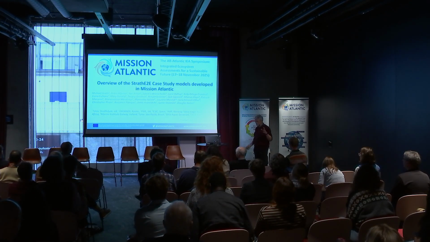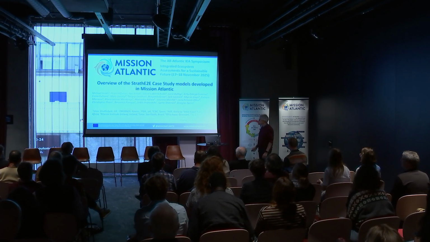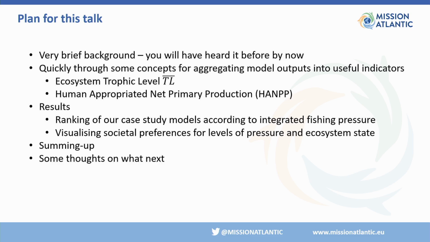So I want to try and draw some of the strands together in this presentation. I'm not going to spend a lot of time talking about the model itself. I just got one mention about that. And then I'm going to quickly go through a couple of new concepts that Jack threw at you this morning about ecosystem mean trophic level, and human appropriated net primary production. I'll explain what they are, why they matter, and why we're focusing on those.